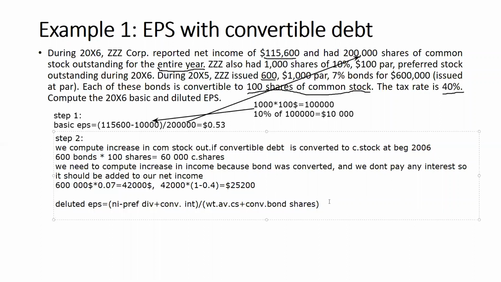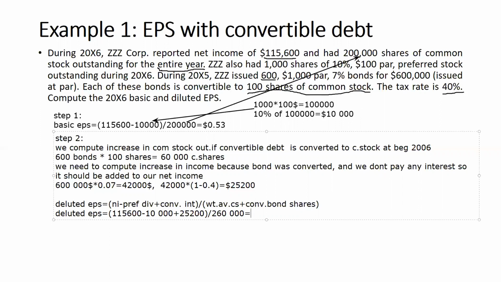So diluted EPS is equal to our net income, 15,600, minus the dividend we paid. We said it is equal to 10,000, plus 25,200, and this all should be divided by the summation of the weighted average common shares and the bond converted shares. In total, there will be 260,000.